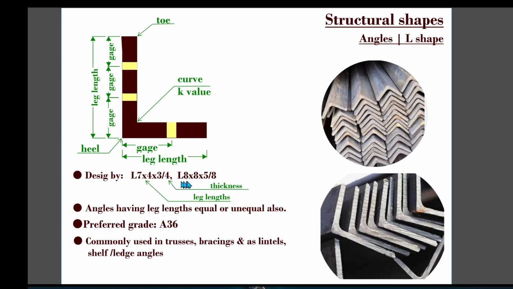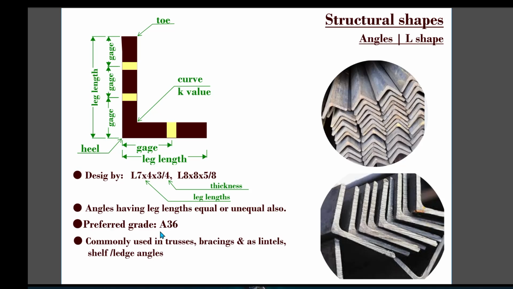The difference in the two examples: in the first example both legs have different leg lengths, and in the other example both legs have the same length. Angles can have equal or unequal legs. The preferred grade for angles is A36. Based on the project, the grade may vary.